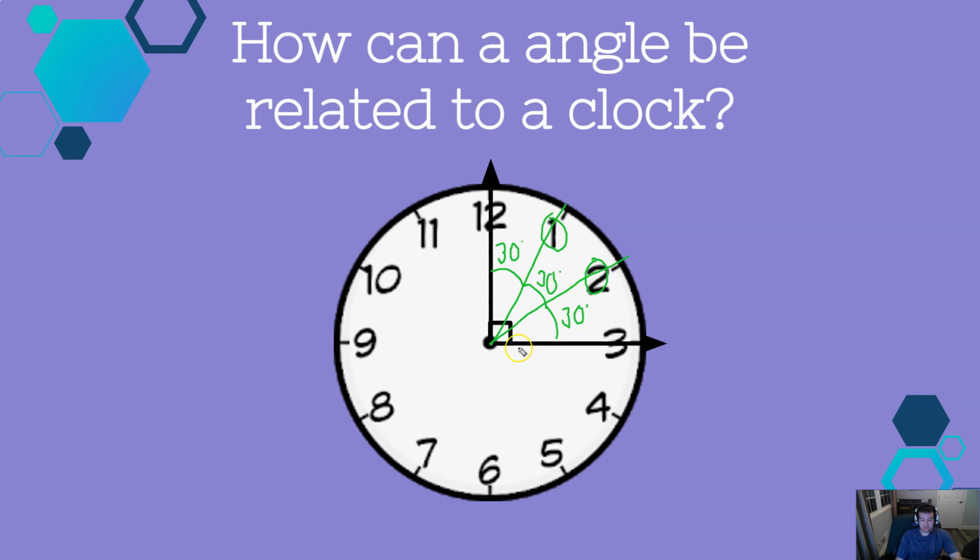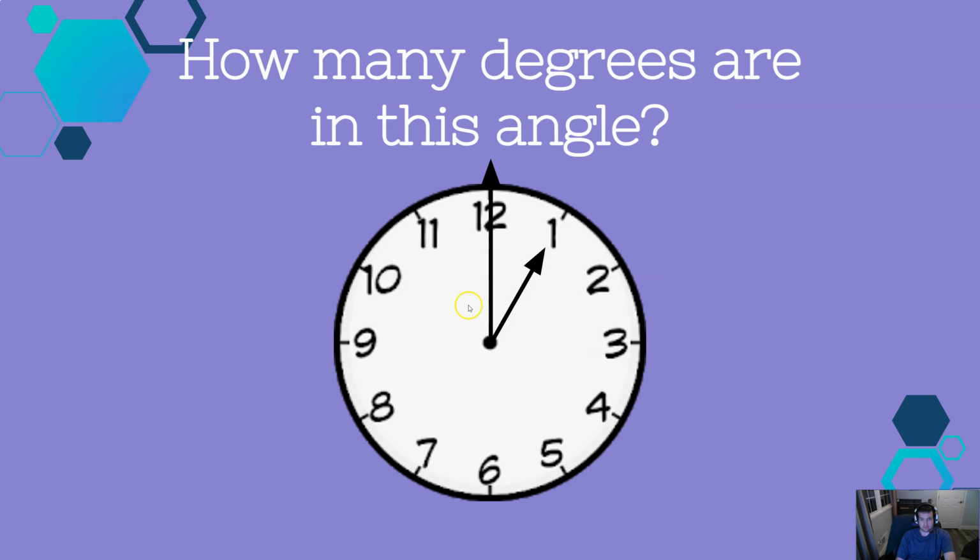And that's really helpful because depending on what time it is, you should be able to look and see how many degrees that would be based on the fact that from one number to the next is 30 degrees. So let's say that the time looked like this, and it's 1 o'clock. Well, I asked you how many degrees is this angle?